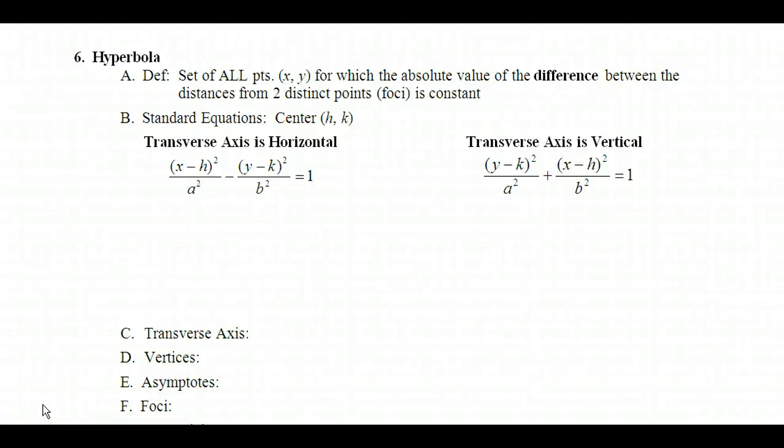All right, so now we're on our last conic section, and obviously hyperbolas. So with hyperbolas, very similar definition: the set of all points (x, y), again meaning that it's on a plane, for which the absolute value of the difference, meaning that we are subtracting, between the distances from two distinct points, which are our foci, is constant. Because we have a difference instead of a sum, as you can see in our equations, we are going to be subtracting.